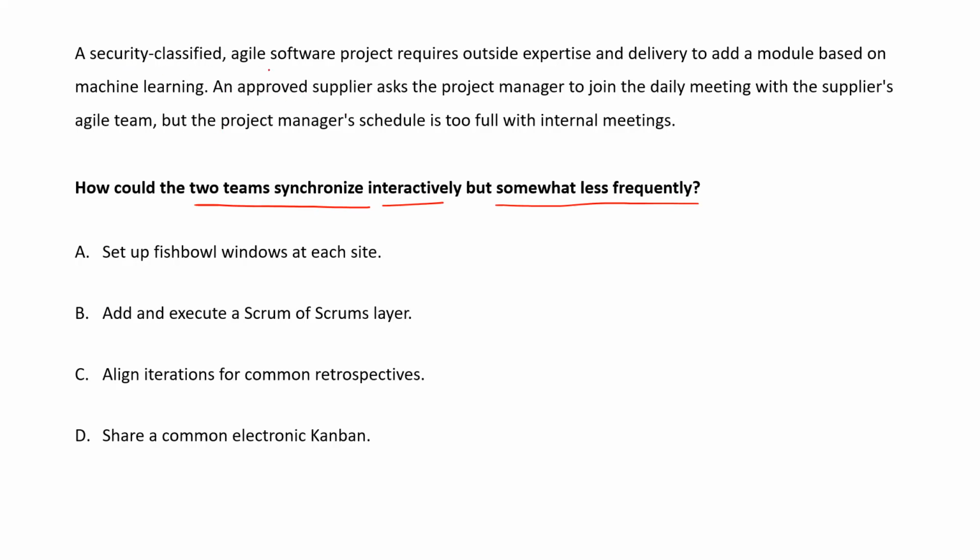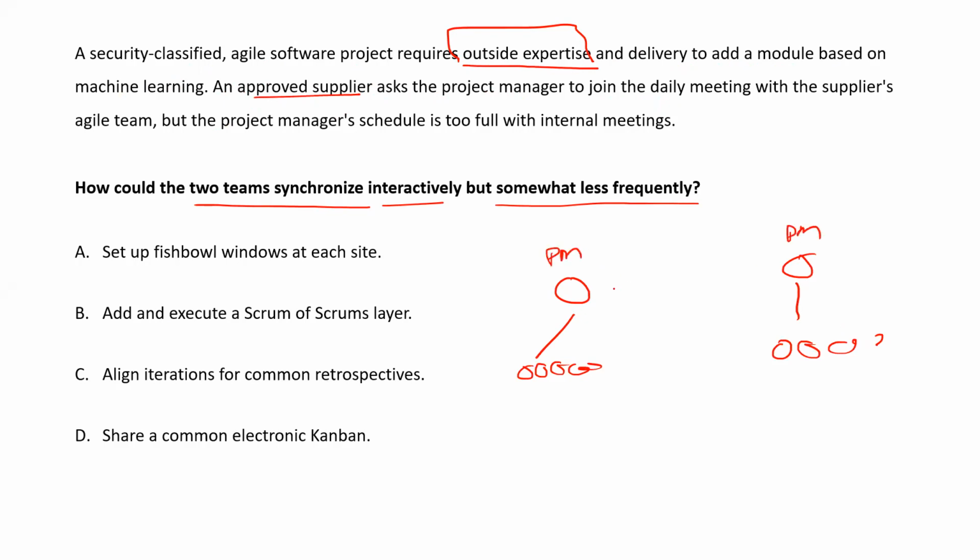What is happening? A security classified agile software project required outside expertise and delivery to add a module based on machine learning. An approved supplier, another external one, asks the PM to join the daily meeting with the supplier's agile team. Look, you have your team, and the supplier has his team. So they also have their project manager in agile. So when there are two scrum masters, what do we do?